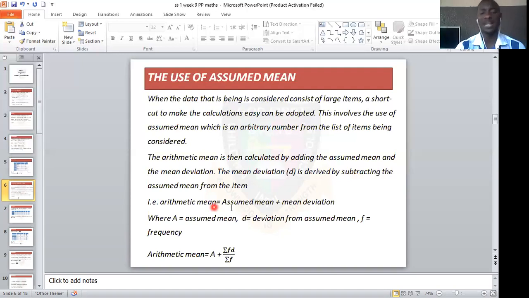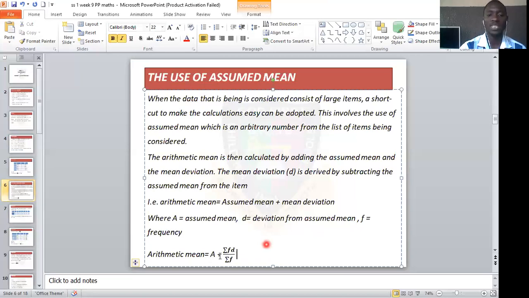Arithmetic mean equals assumed mean plus mean deviation. Please follow gradually. Where A is the assumed mean, D is the deviation from the assumed mean, and F is the frequency. So this is now the formula: arithmetic mean equals A plus summation FD, where F is frequency and D is the deviation. And I told you how to calculate the deviation: D is the subtraction of the assumed mean from the data given, divided by summation F. Please take note of this formula.